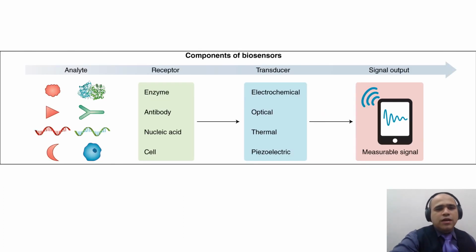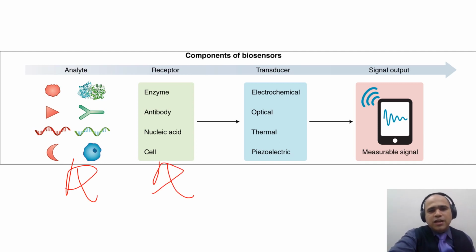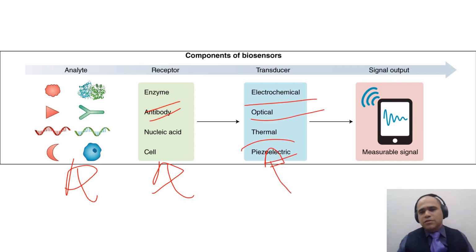Now, there are different analytes. These are all chemical-based sensors, and then there are receptors like enzymes, antibodies, etc. You saw a lot of these terms during this COVID pandemic. And then there are transducers, which are electrochemical, optical, thermal, or piezoelectric. And finally, you get a measurable signal, which further needs signal processing also.